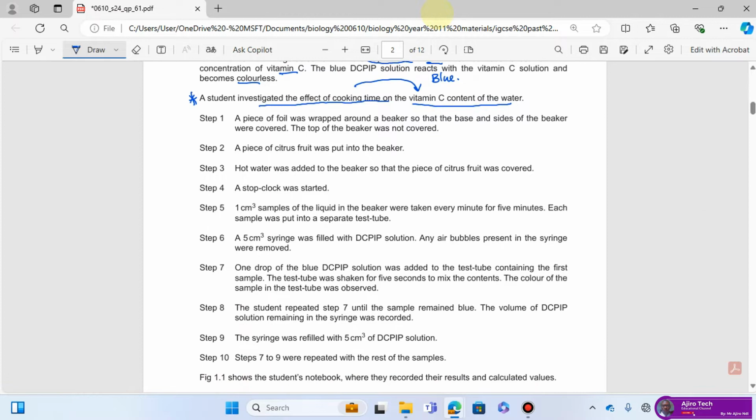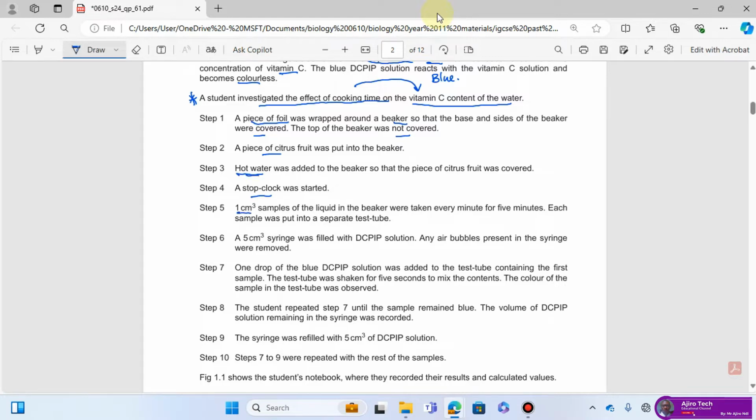Now let's come to the steps the students adopted in carrying out this experiment. It says a piece of foil was wrapped around the beaker. All right. The base and sides of the beaker were all covered. Now the top of the beaker wasn't covered. Step 2, a piece of citrus fruit was put into the beaker. Step 3, hot water was added to the beaker so that the piece of citrus fruit was covered. A stop clock was started, meaning the time for the experiment. So we have the citrus fruit in the beaker along with the hot water.